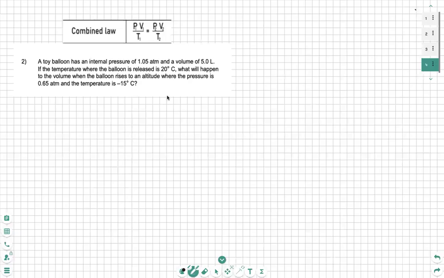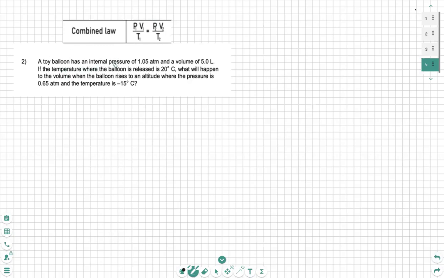Hello. In this video, we're going to go over the combined gas law. Remember, for this we need to write down our initial values and our final values, and we're going to be missing one of the six values here. Then we're going to solve for that sixth value. So let's read the equation and then let's start labeling.